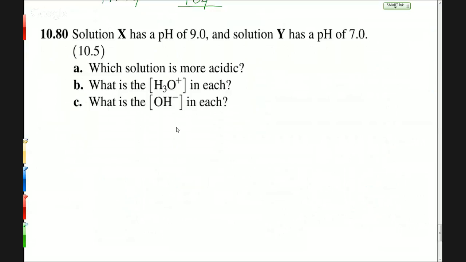So it's a scale. Any lower numbers are more acidic than higher numbers. So a solution with a pH of 12 is more acidic than a solution with a pH of 14, but they are both called basic. So Y is more acidic. What is the hydronium ion concentration in each?